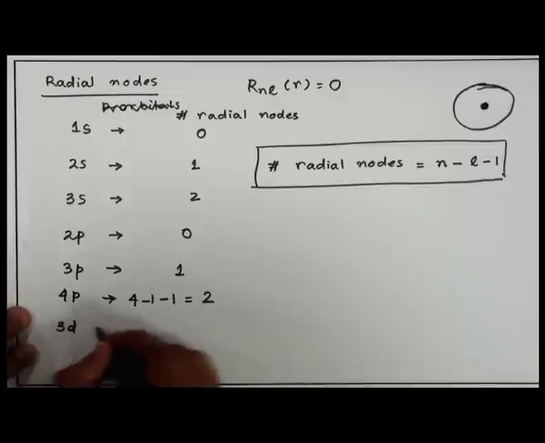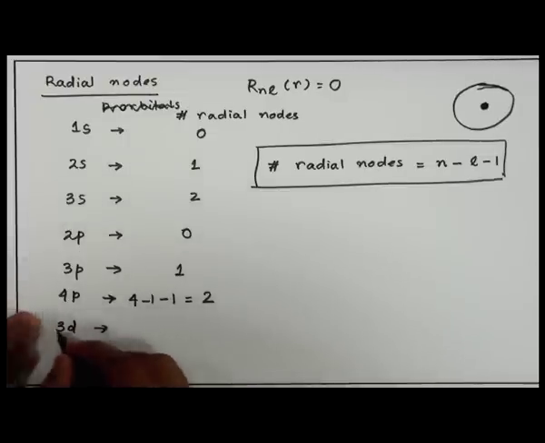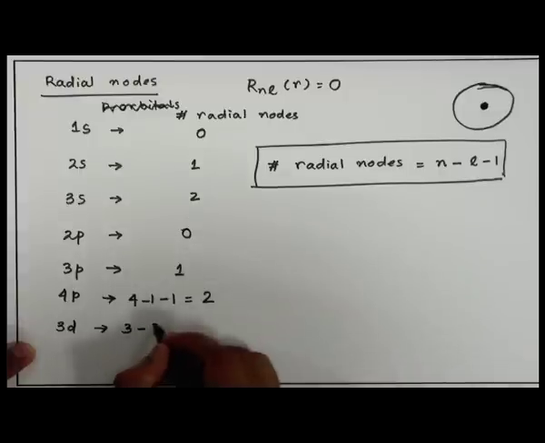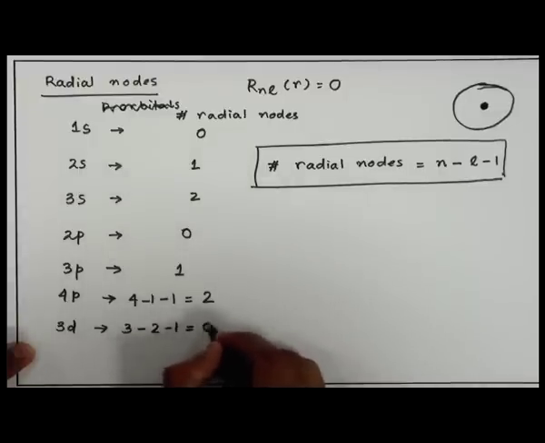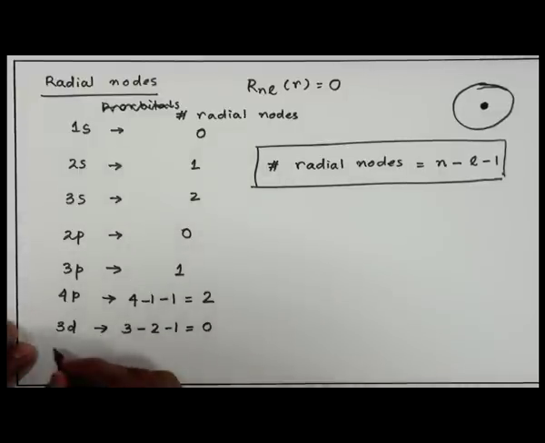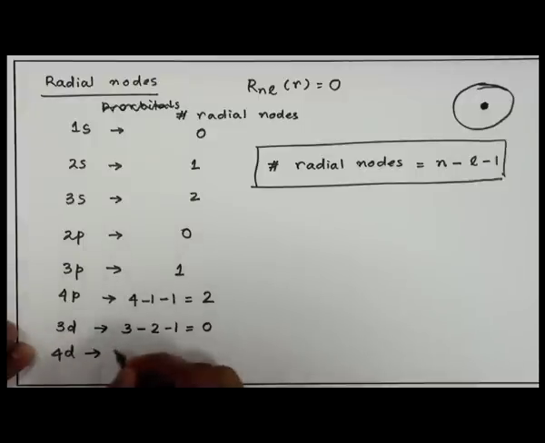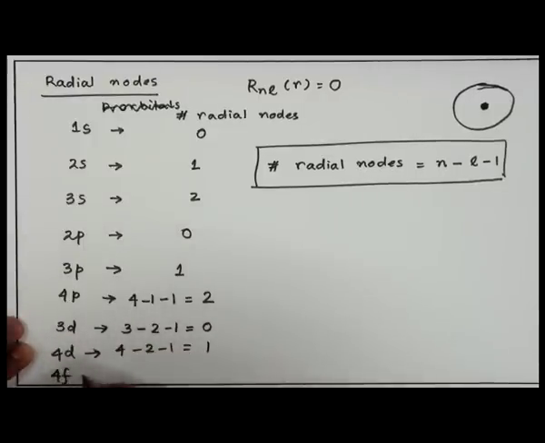What about 3d? In case of 3d, you see n is 3, d orbital signifies L value 2. So, 3 minus 2 minus 1, this is 0. So, 3d orbital has 0 radial nodes. 4d will have 4 minus 2 minus 1, which is 1, and 4f orbital will have n minus L, since f is the azimuthal quantum number which corresponds to the quantum number 3. So, 4 minus 3 minus 1, which is 0. So, this way we can calculate the number of radial nodes.